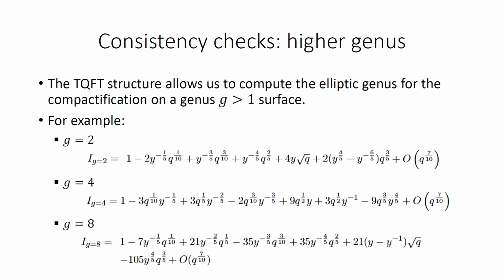So here we only found the model describing the compactification on spheres. We didn't do higher genus, but you can still use this structure to compute the elliptic genus for these surfaces, even though you don't have an actual GLSM model for them. Here I've written down the expression for various values of genus, starting from 2, 4, and 8.